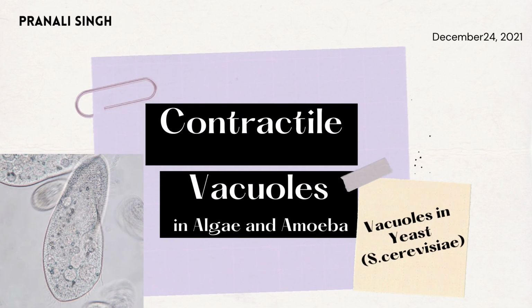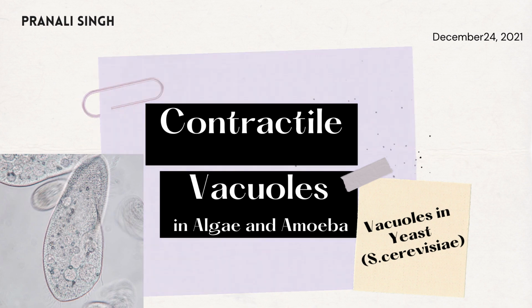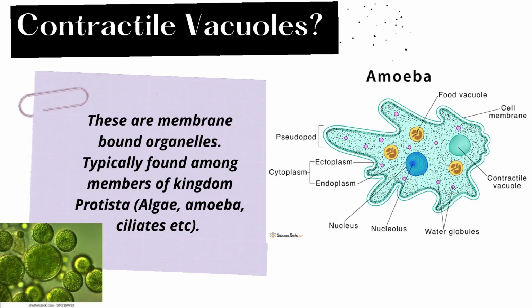So, today I'll try to throw some light on contractile vacuoles, as I already said, majorly in algae, amoeba, and vacuoles present in yeast cells such as Saccharomyces cerevisiae. Before I talk about the significance of the vacuoles in these organisms, let's have a look at a very simple definition, although the structure is quite difficult. Contractile vacuoles are nothing but membrane-bound organelles which are mostly present in members of the kingdom Protista, such as algae and amoeba.